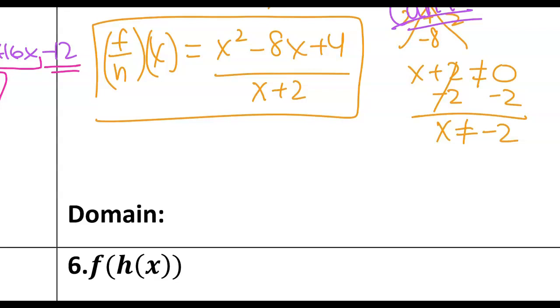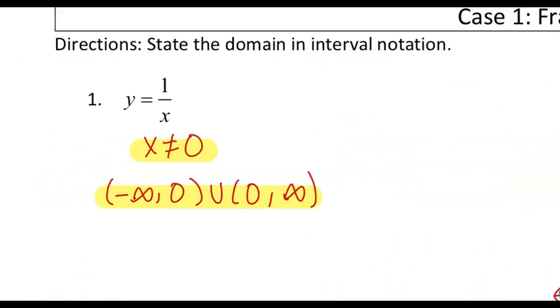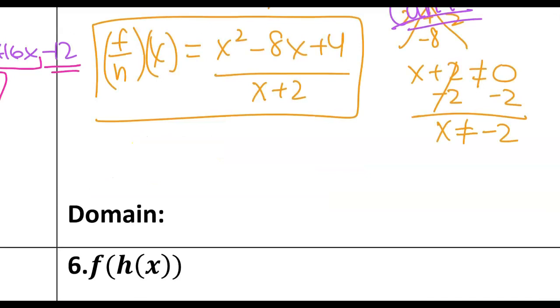I'll give you a hint. We did this at the very beginning of the school year. For instance, when we didn't want 0 in our denominator, we wrote it from -infinity to 0, and then from 0 to infinity. How would I write it for this question, though?